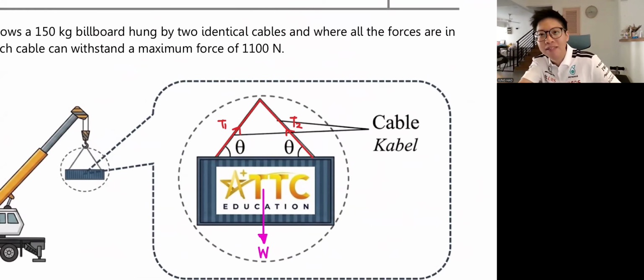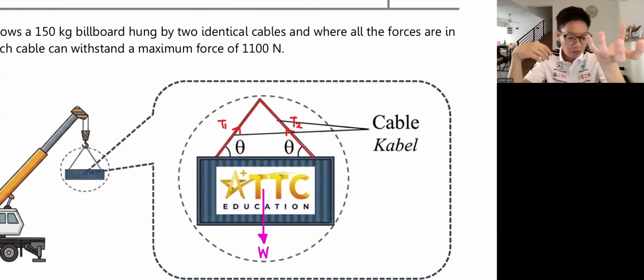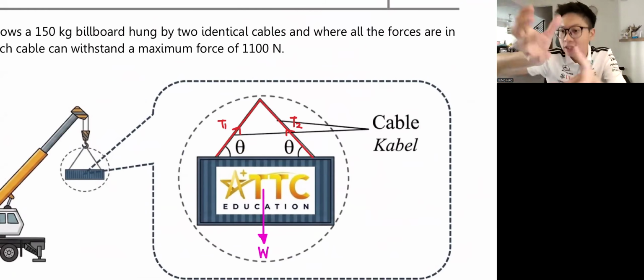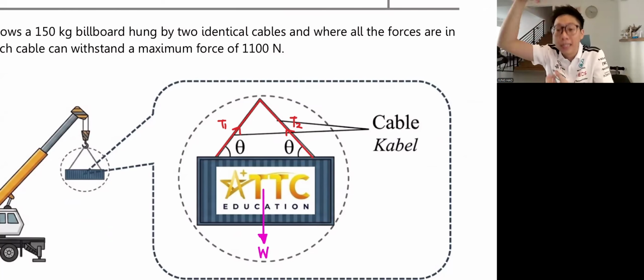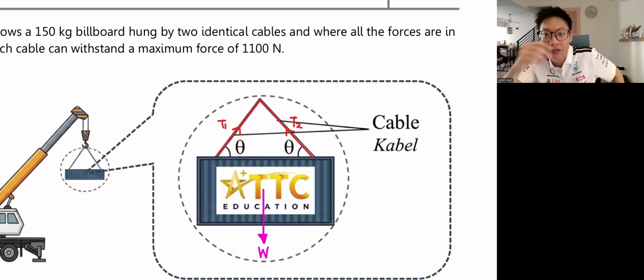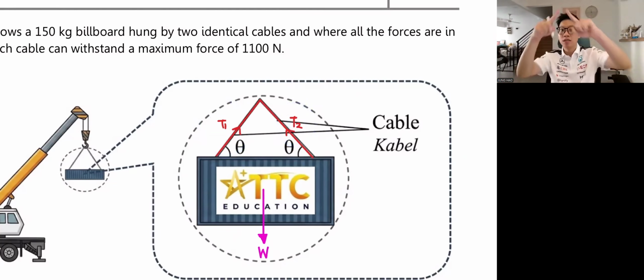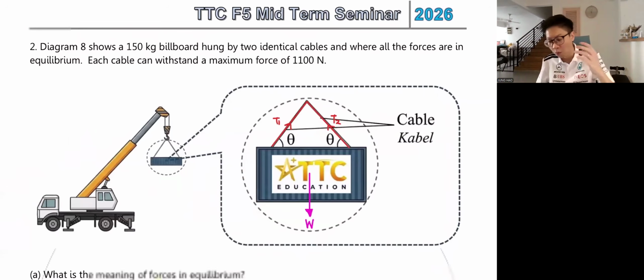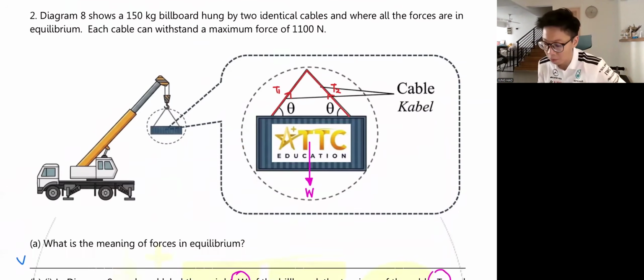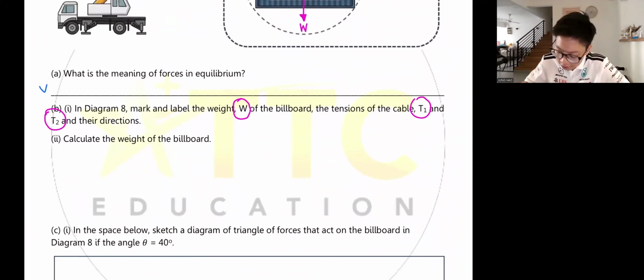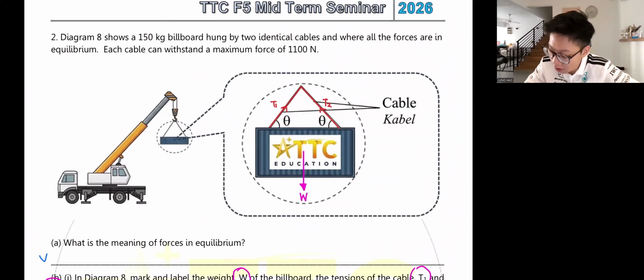When you hang something, the thing will fall down, right? So what is the purpose of the string? The string is to pull it upwards, right? Do you agree? So the tension is going upwards so that it will be balanced with the weight of the billboard. Okay, so therefore this is how we're going to draw T1, T2.